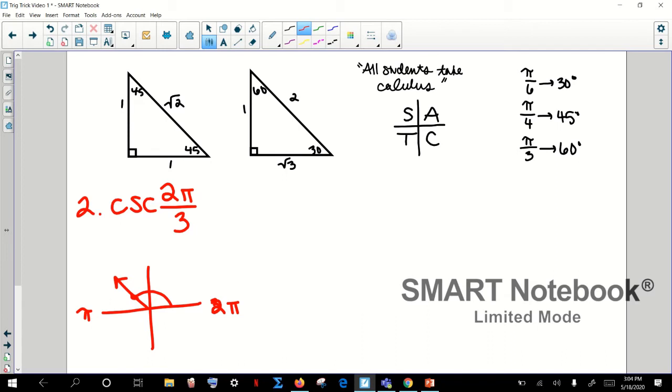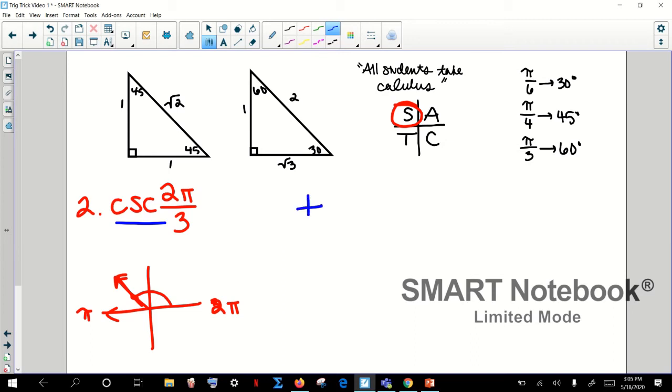Hopefully that made sense. If it were cosecant of pi, it would be right here, right? But since it's only 2/3 pi, it's going to be a little bit less than that. So we're in the second quadrant. Considering that, knowing all students take calculus, we're in the second quadrant. Sine is positive, but we're finding cosecant. So if sine's positive, cosecant is also positive because that's just the reciprocal of sine. So I know my answer is going to be positive.